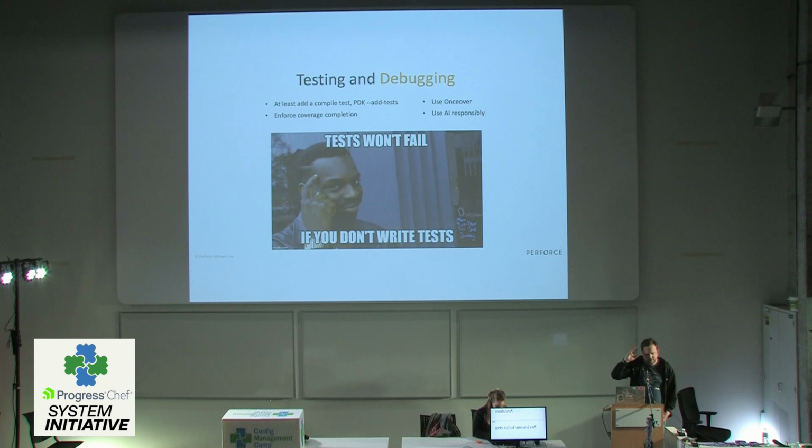And finally, why does testing always get left to last? At least add a compile test. You can do that with PDK. With add tests, that will add at least a compile test. Enforce coverage completion. I found that a good way to make people justify why it's too much work. And using Onceover and AI responsibly to help you generate some of that testing.